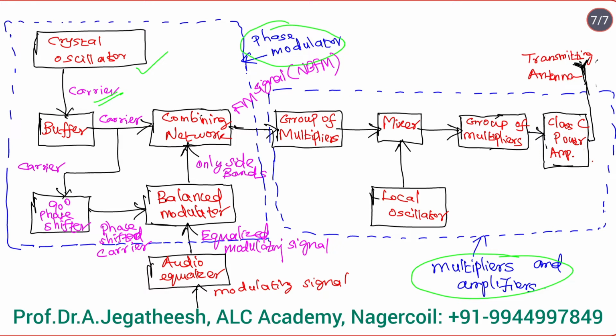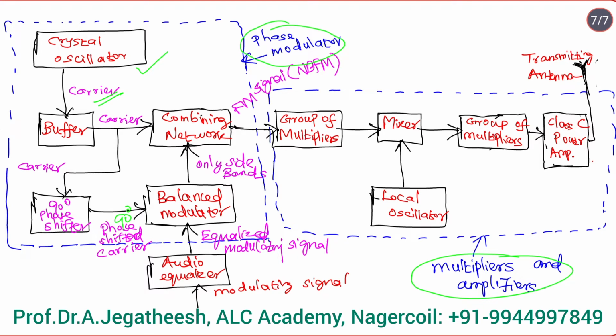The output of the buffer is also the same carrier which is given to the combining network, and the carrier is also given to the 90 degree phase shifter through the same buffer. The 90 degree phase shifter shifts the phase of the carrier by 90 degrees. So the output is the 90 degree phase shifted carrier, and it is applied to the balanced modulator. The output of the balanced modulator and the output of the buffer, that is the same carrier, are combined with the help of the combining network.